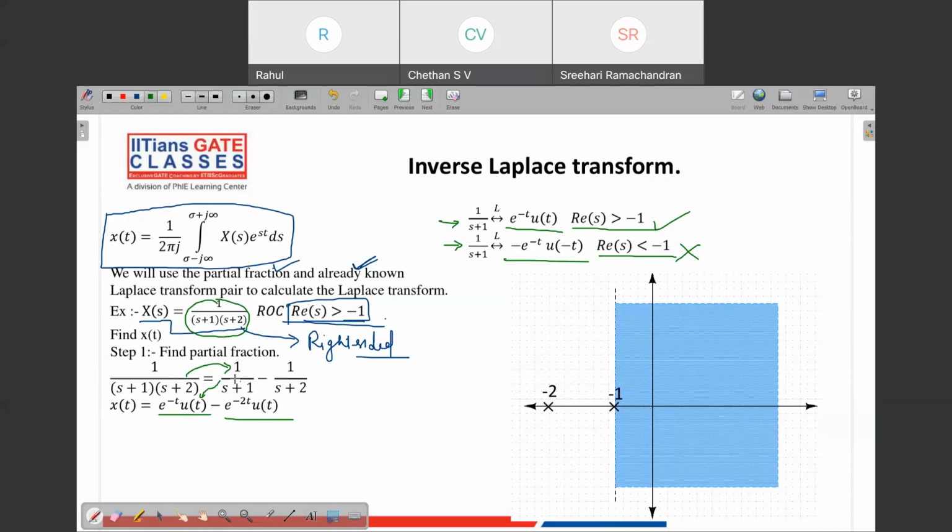Here we have used the already known Laplace transform pairs. These two are a pair and these two are also a pair, and we have used these known pairs to calculate the inverse Laplace transform. If you don't know that these two are a pair, then it will be difficult to calculate the inverse Laplace transform. Anyone has any doubt? Yeah, let me go to the next slide then.